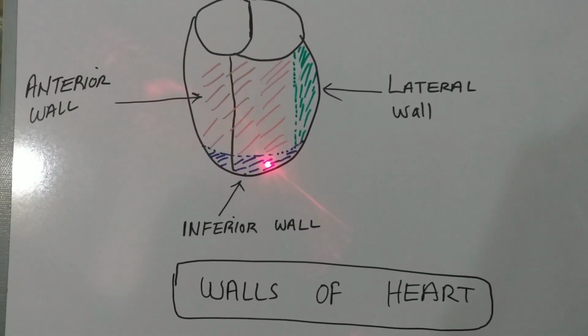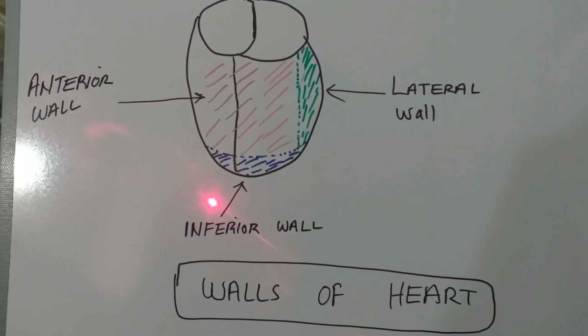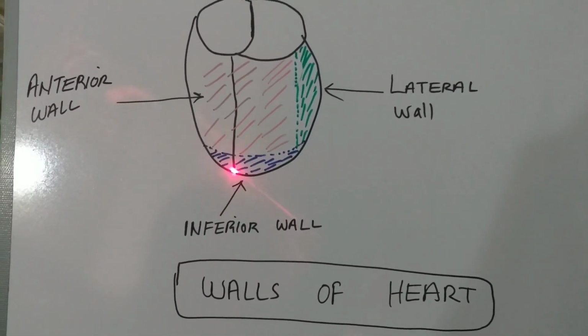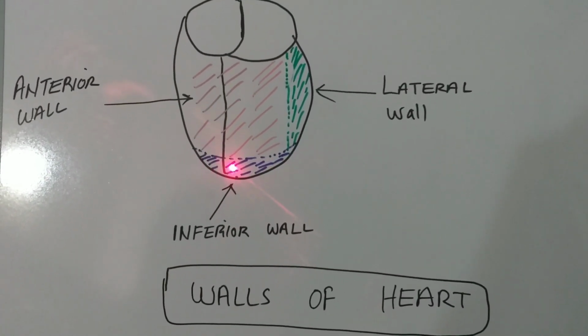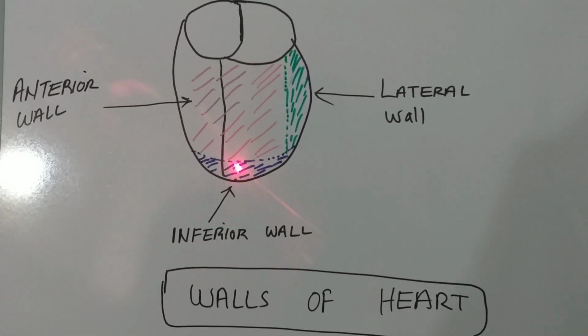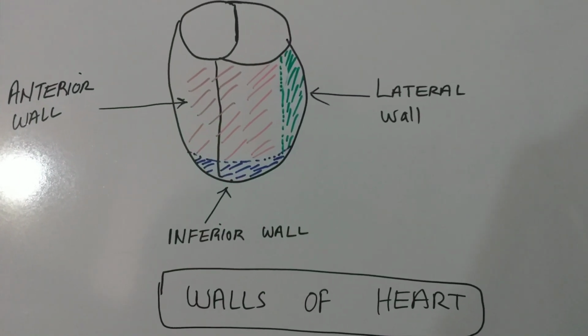AVR is actually not looking at any wall. It may look at a very small portion of the posterior wall, but as a whole, it doesn't represent any wall.